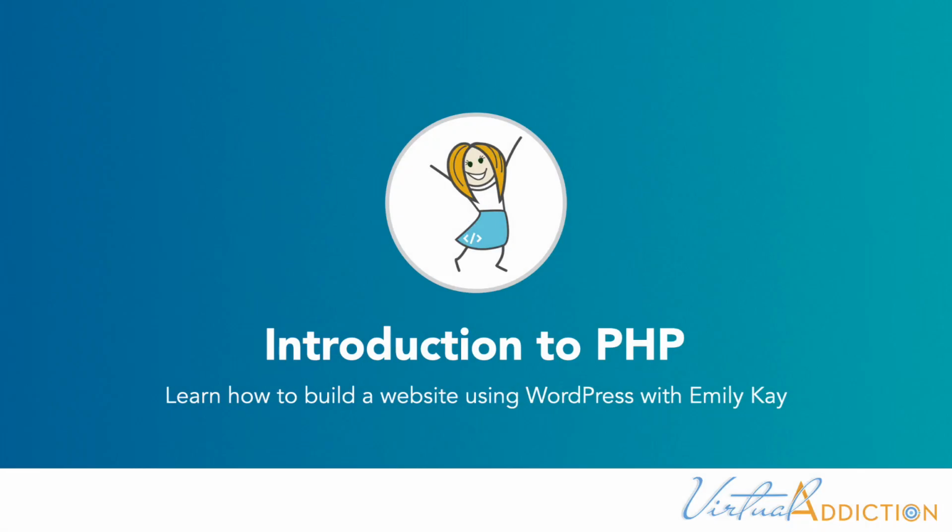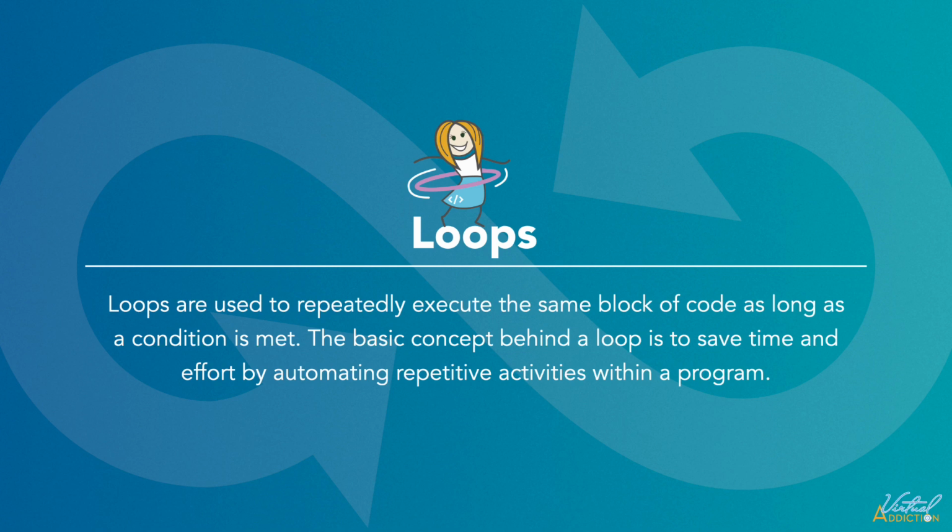The next concept we'll be concentrating on are loops. These are control structures that allow you to execute a block of code multiple times based on certain conditions. They are useful for iterating over arrays, processing repetitive tasks, and automating logic within a program. Loops are used to repeatedly execute the same block of code as long as a condition is met. The basic concept behind a loop is to save time and effort by automating repetitive activities within a program.